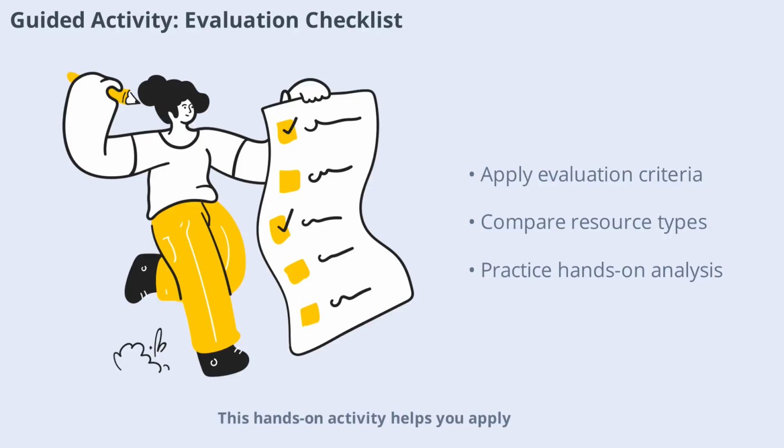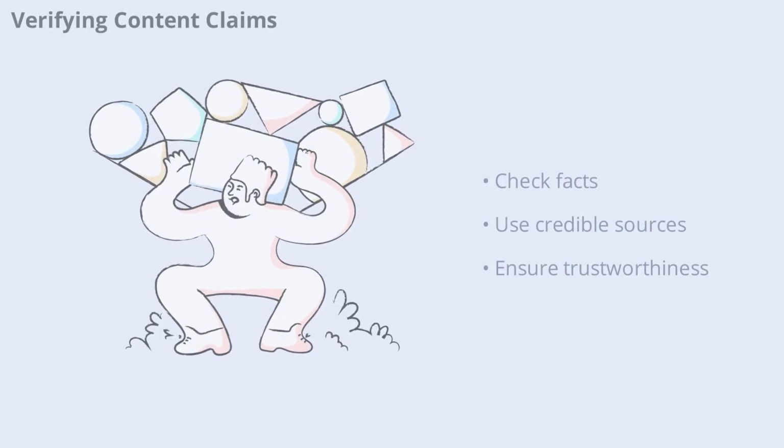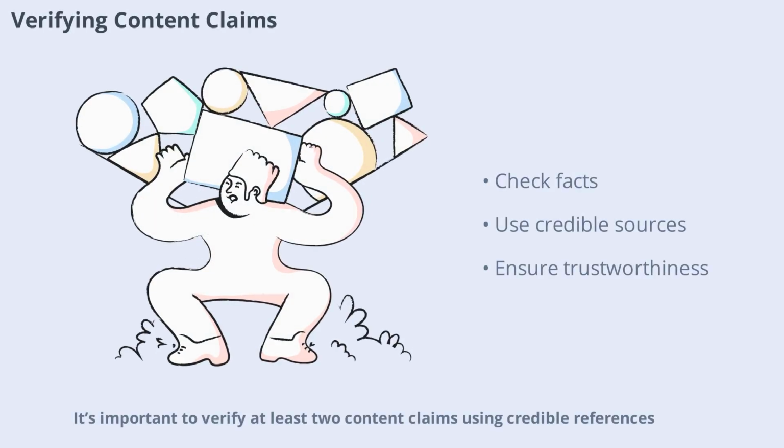This hands-on activity helps you apply the evaluation criteria in a practical context. Compare how each resource meets the standards for accuracy, alignment, accessibility, and more. It's important to verify at least 2 content claims using credible references. This step ensures that the information you present to students is accurate and trustworthy.